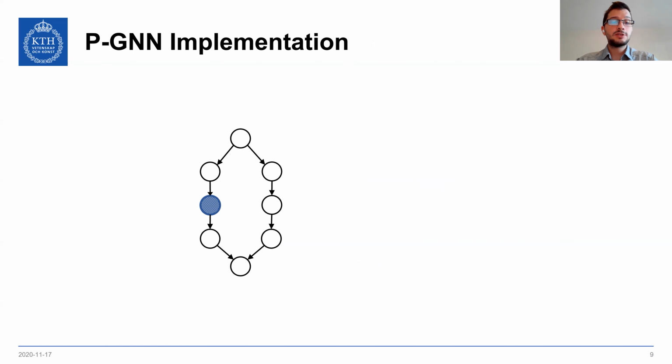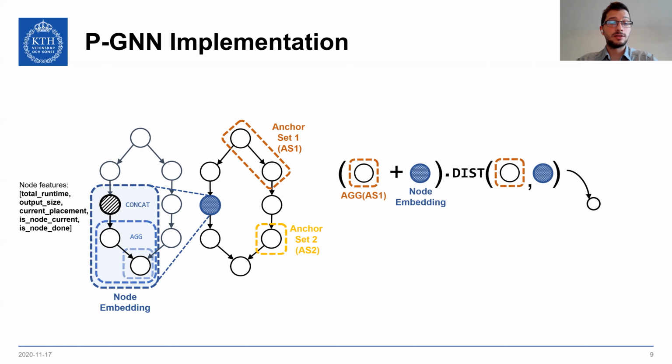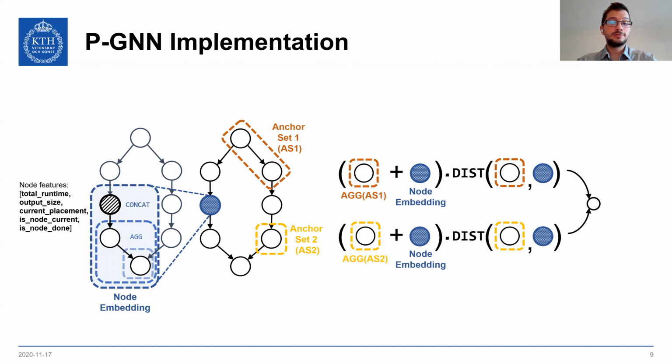Of course, our implementation starts with the same graph. First, we generate the embedding of the current node by using the GraphSAGE method we just presented. We then add randomly chosen anchor sets. The embedding is generated by calculating the relation of the current node to each anchor set. Namely, we combine the aggregation of the anchor set with the embedding of the current node. That combined vector is multiplied with the distance between the current node and the anchor set. We do this for each anchor set, and the final node embedding of the current node is the combination of all those things.